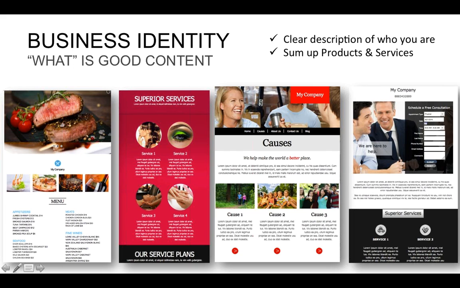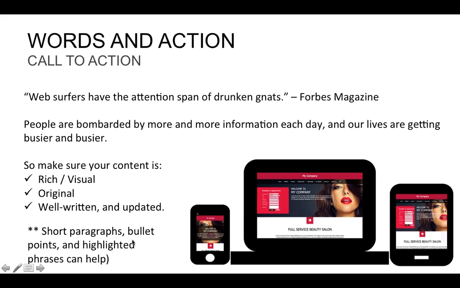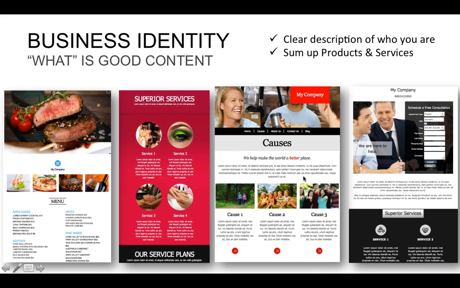That's exactly what this NPO did, right? This is the NPO layout for an MA Web Center's responsive design. They did the same thing: cause 1, cause 2, cause 3. We help make the world a better place. So right here, this is all about what they are. It's nice and clear. It's a highlighted tagline. So similar to what I showed you here, highlighted phrases can help. That's what this is: we help make the world a better place. It stands out. And then below that, same thing. I'm going to capture the user's attention with pictures, titles, and then descriptions.